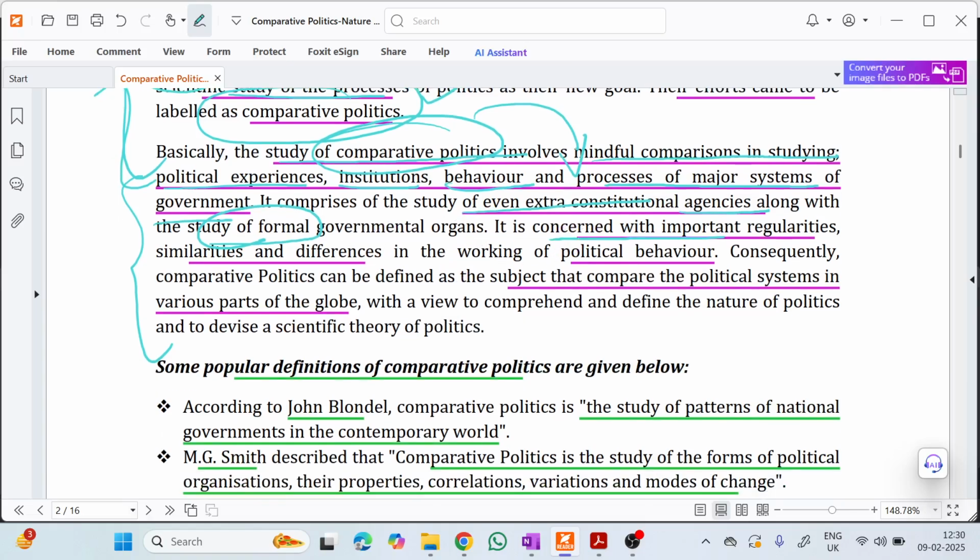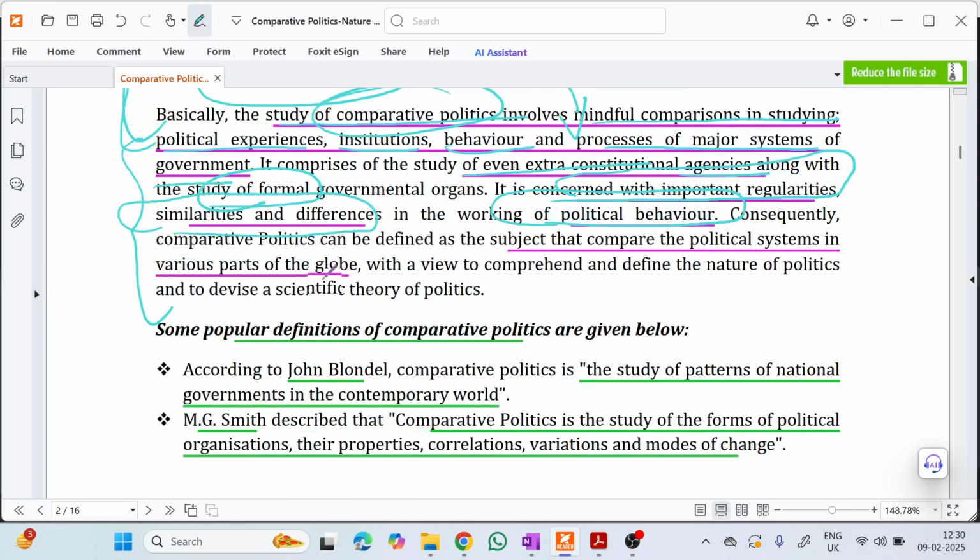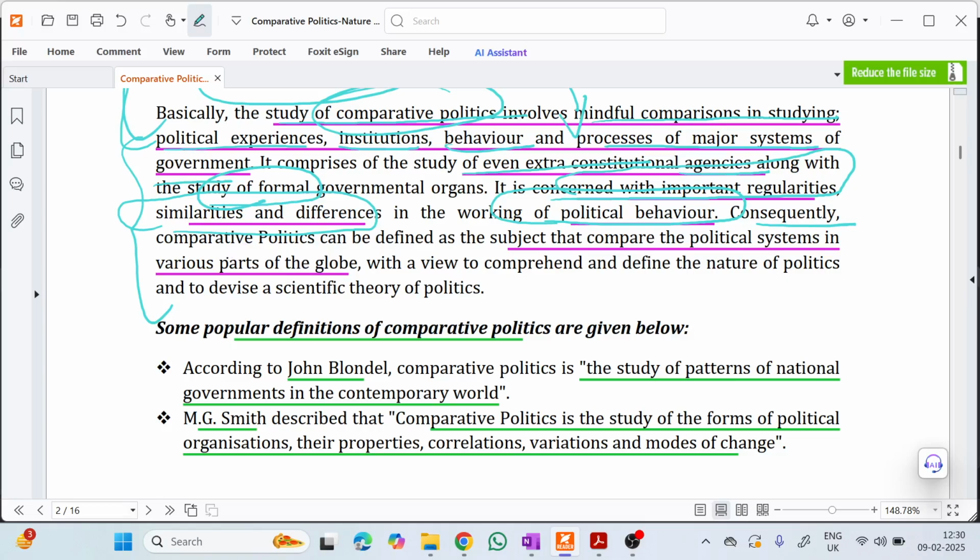Then it is also concerned with important regularities, similarities and differences. Then it studies political behavior as well. So consequently, comparative politics can be defined as a subject to compare the political systems in various parts of the globe. Here, the umbrella term political system includes all the entities, all the actors, whether they are formal, informal, individual, or group.